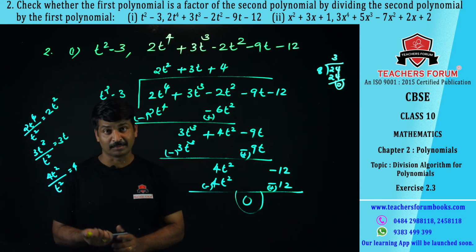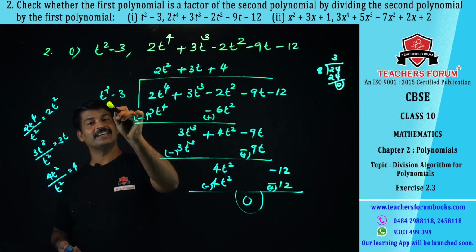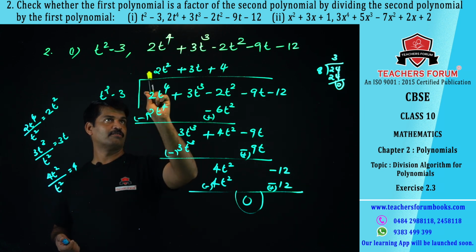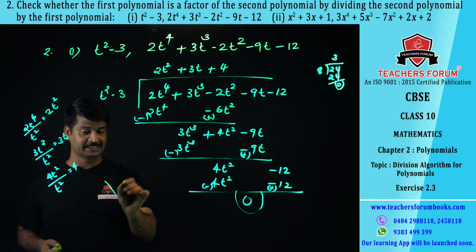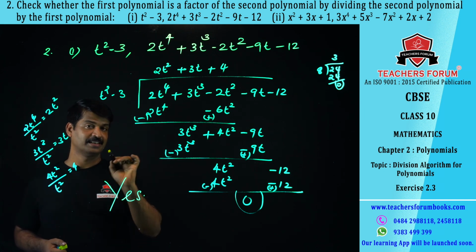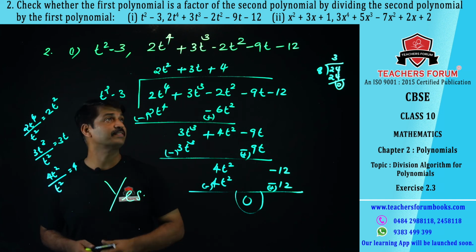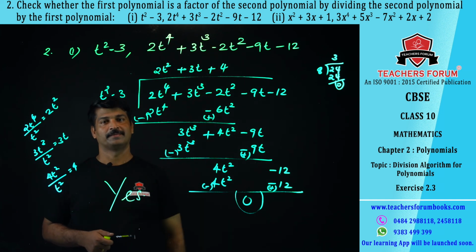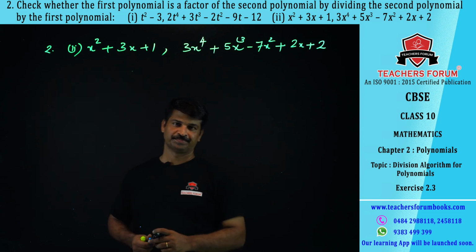You know that when the remainder becomes 0, what do you conclude from here? g of x is a factor of p of x. So we conclude that yes, the first polynomial is a factor of the second polynomial. Clear? Now let us solve the second one.